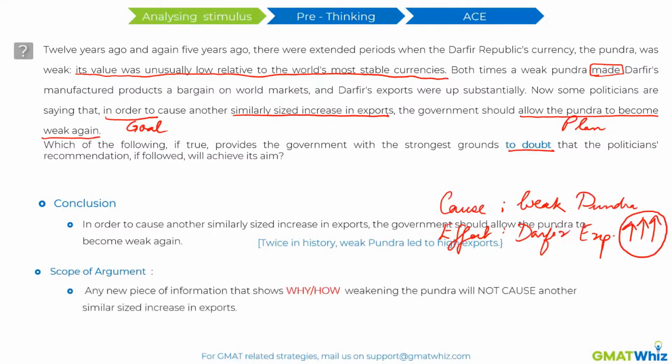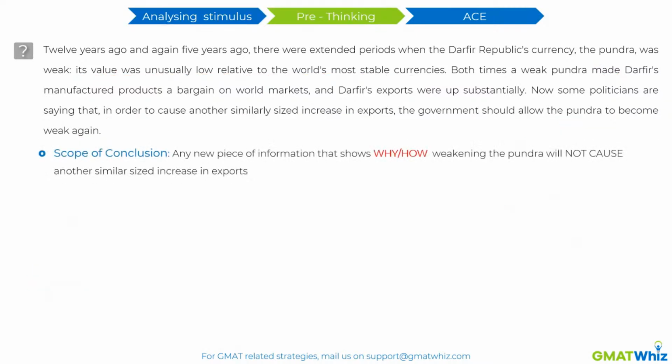So the scope of the argument is any new piece of information. Okay, focus on this. Any new piece of information that shows why or how weakening the Pundra will not cause another similar sized increase in exports. That is our scope, right? Any information that tells you that even if we weaken the Pundra, there won't be a similar sized increase in exports. This is important. Similar sized. We are not merely saying will not increase the exports, it's saying will not cause a similarly sized increase in exports. All right. So, keeping that scope in view, I'm going to go through the options.